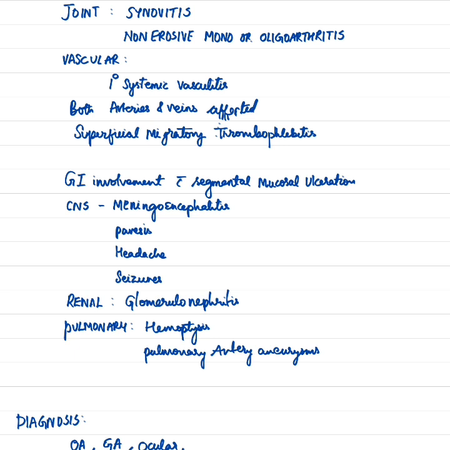Then there is also GI involvement with segmental mucosal ulcerations, and CNS involvement is seen in the form of meningoencephalitis, paresis, headache, and seizures. Renal involvement in the form of glomerulonephritis and pulmonary involvement in the form of hemoptysis and pulmonary artery aneurysms are seen. So basically, since Behcet's disease is a systemic vasculitis, all the systems are affected.